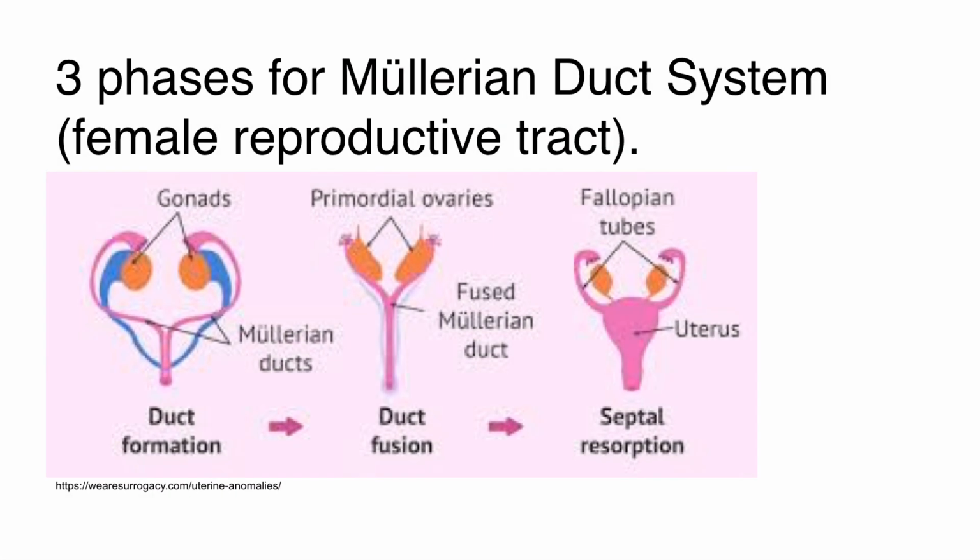Now we're going to discuss uterine anomalies. So there are 3 phases for the Mullerian duct system. I'm not going to go into deep detail about it, but I'm going to explain the basics. First, there's duct formation, then there's duct fusion, and then there's septal resorption. In duct formation, the Mullerian ducts form. In duct fusion, the Mullerian ducts come together to help form the uterus. And in septal resorption, it fuses, so now it is a uterus.